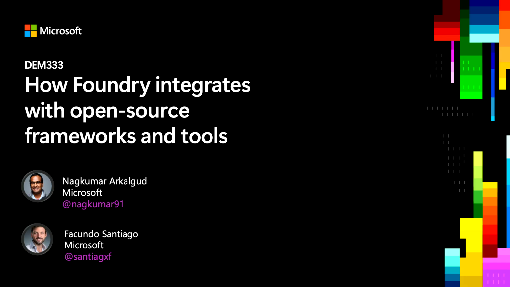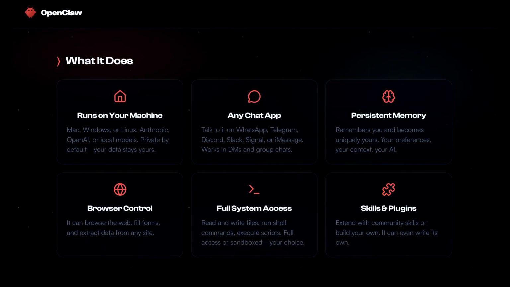My name is Facundo, Principal Product Manager at Microsoft, and today I'm joined by Nagkumar, Senior Software Engineer also at Microsoft, who's going to be driving the keyboard. So today's question is super simple. If you build an agent using an open source technology, how do you package and deploy that to production without having to rewrite it? And for that, we brought you, hopefully, an interesting setup.